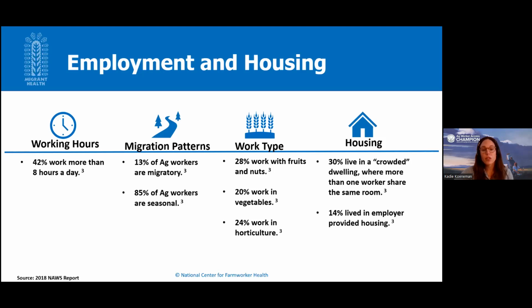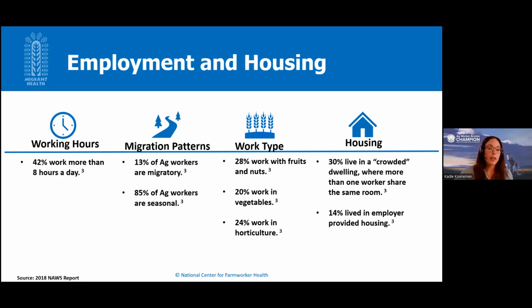42% of agricultural workers report working more than 8 hours a day. And on average, workers work 35 weeks of the year in agriculture, 6 weeks doing non-agricultural work, and 9 weeks unemployed while in the US, and an average of 2 weeks per year spent outside of the US.